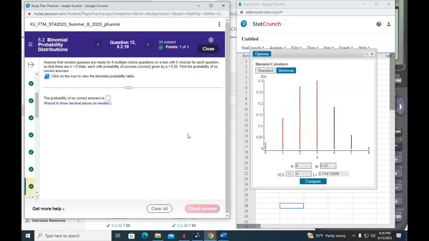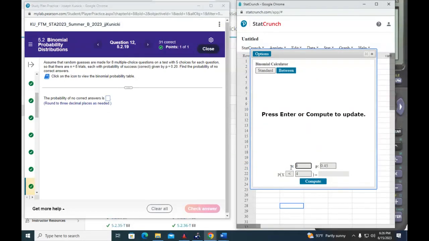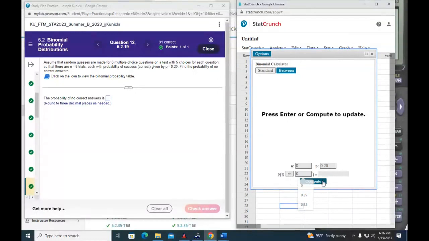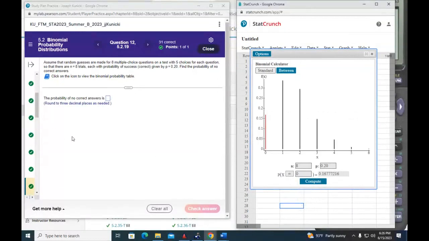Assume random guesses are made for, see, now I don't have to close this. All I got to do is go down here and change. As soon as I see n, there it is, 8. Multiple choice, five answers, so p is 0.2. And what's the probability of no correct answer? So that means x equals 0. Compute. 0.168.